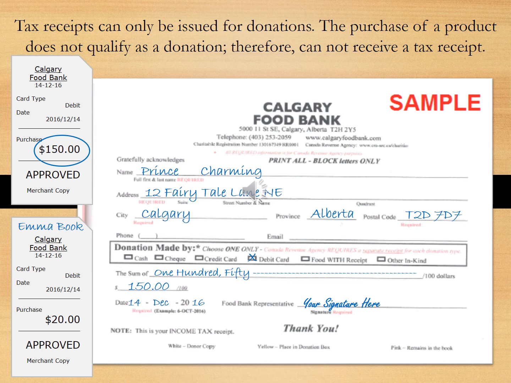The purchase of a product is not considered a donation because the donor gets something for their transaction. In this example, Prince Charming purchased 2 Emma and the Food Bank books. Therefore, the transaction is considered a purchase, not a donation. So to recap, Prince Charming gets the 2 books and the tax receipt for the $150 donation only. Don't forget to keep the money for the donation and the purchase separate.